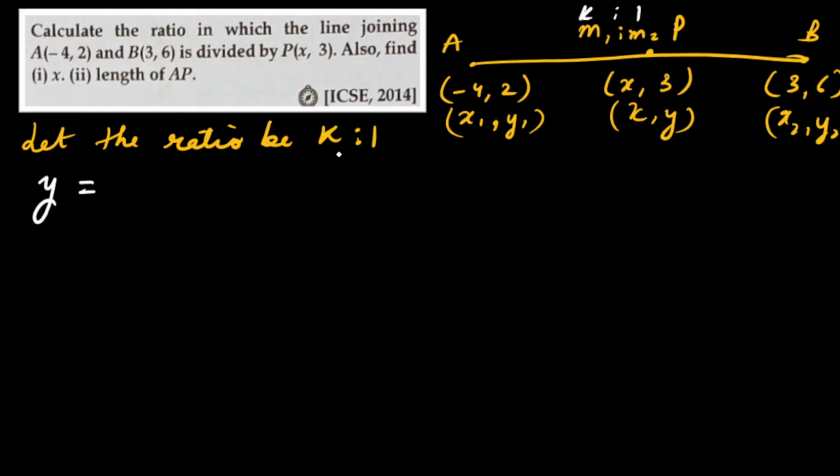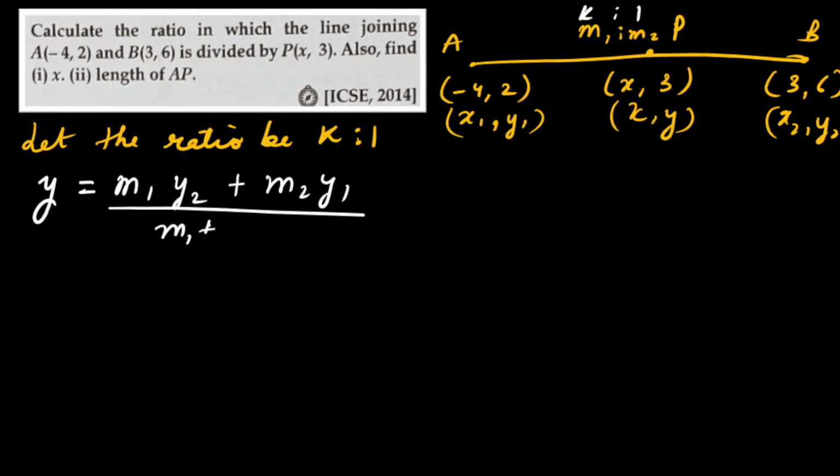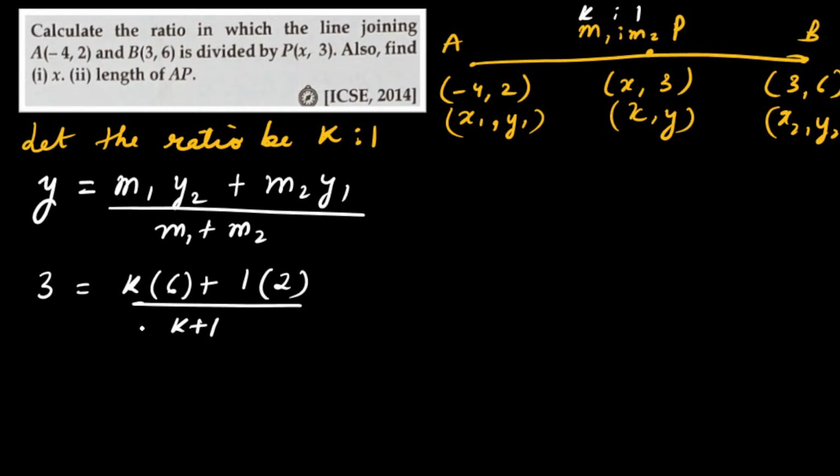First, assume the ratio is k is to 1. Then use the given coordinate. So here y is given. So I am using the y formula: m1 y2 plus m2 y1 by m1 plus m2. y's value is 3. Substituting, m1 is k, y2 is 6, plus m2 is 1, y1 is 2, by k plus 1.